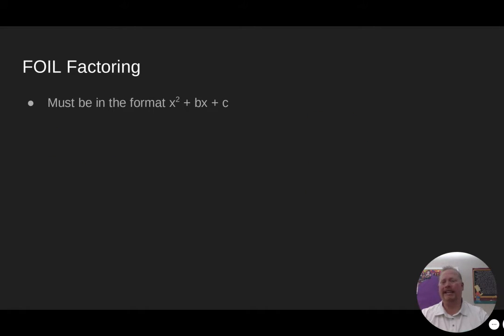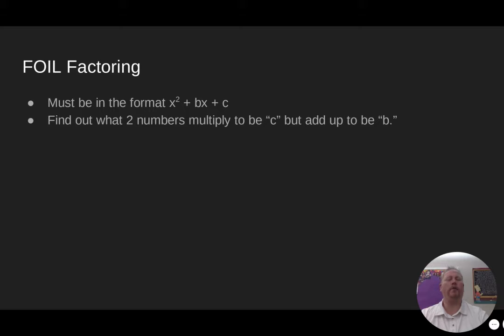So first off, it has to be in this format. It has to be x squared with nothing in front of the x squared. So x squared is always the first term. And then bx plus c. So that means something in front of an x and then something without an x. So if it looks like that, this is how we're going to factor it. So let me be clear about this. Three terms. First one is x squared. The second one has to have an x, and the last one can't have an x.